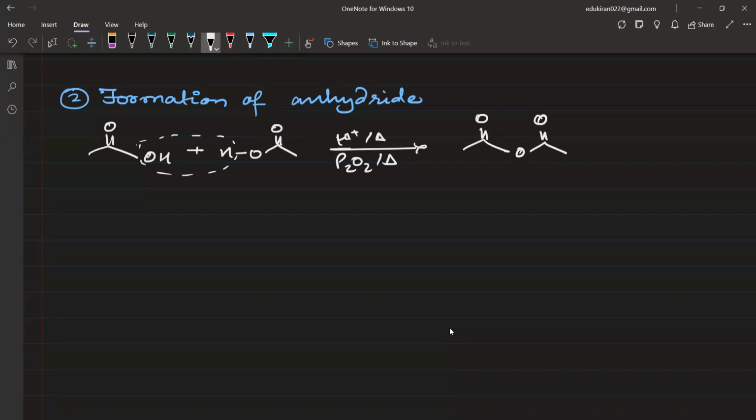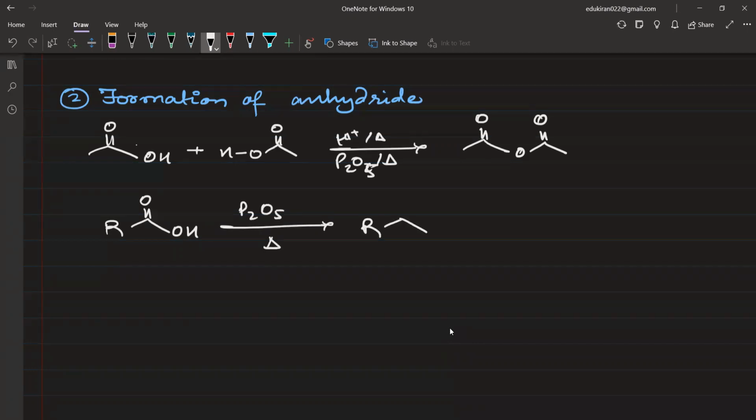Okay, CH3. This H2O is leaving from here. Okay, H2O is leaving from here. You just need to, after that, combine this carbon with this oxygen. So in general, if you have RCOOH in the presence of P2O5 and heat, you are going to get R, C double bond O, O, C double bond O, and R.